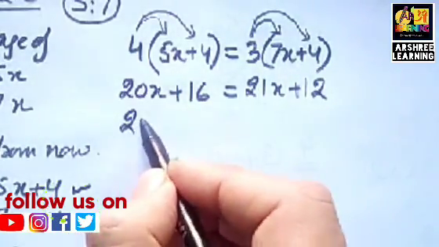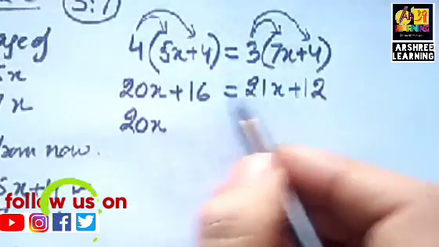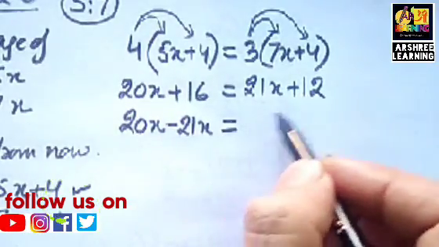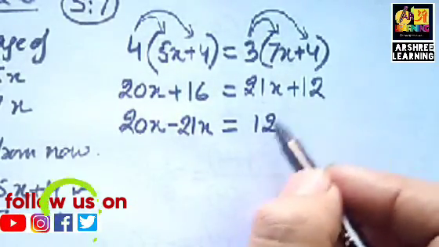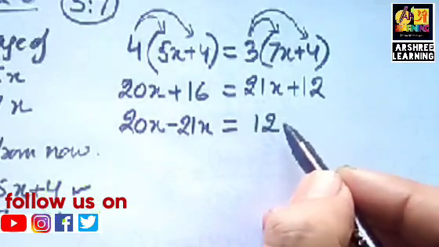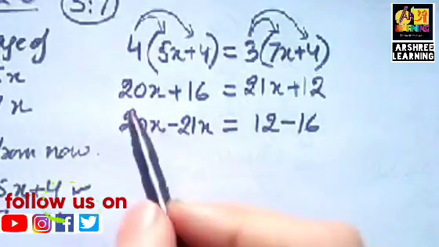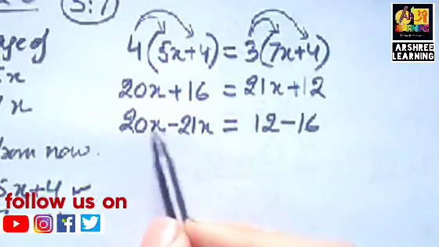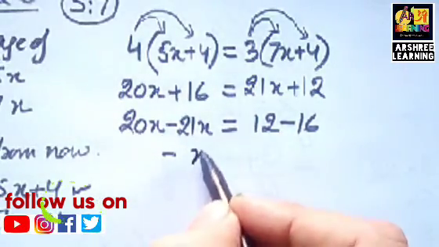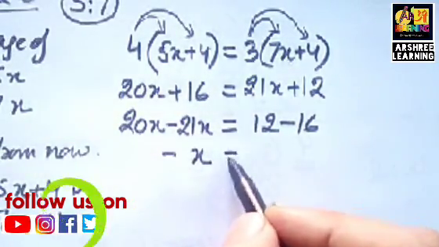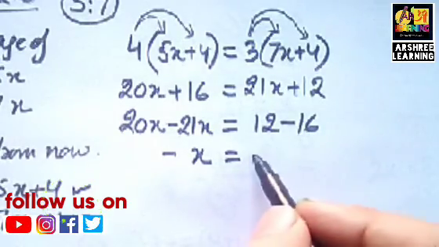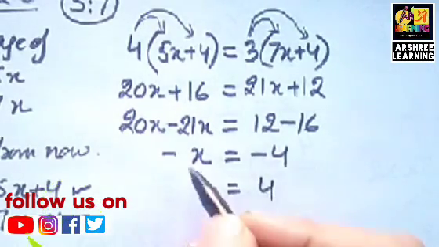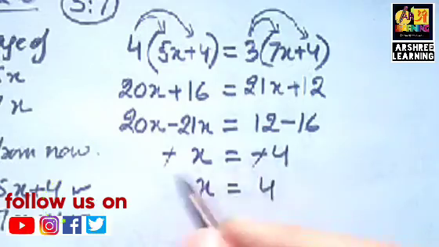Now it is simple. Bring the like terms on one side, so 20x, and bring 21x on the left side, so it will be 20x minus 21x is equal to 12. The right side number I have written first. Now bring 16 on the right side, it will become minus 16. So 20x minus 21x, 12 minus 16. 20x minus 21x will become minus x when you subtract, and on the right side 12 minus 16 will become minus 4. So the answer is x is equal to 4, because both these minus signs will cancel each other.